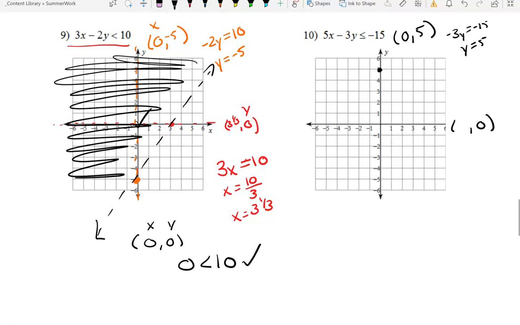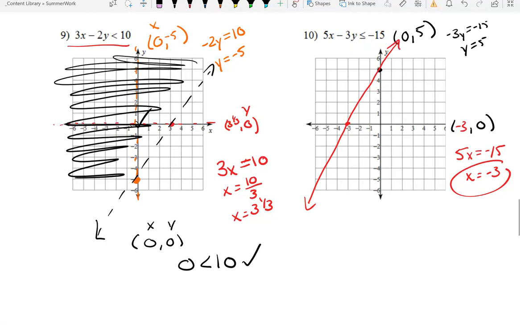And then I'm going to put 0 in for y. So this goes away, and I get 5x equals negative 15. X equals negative 3. Boom. There's my line. This is greater than or equal to, so it's going to be a solid line.